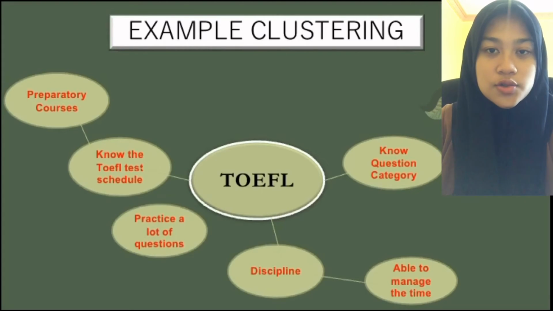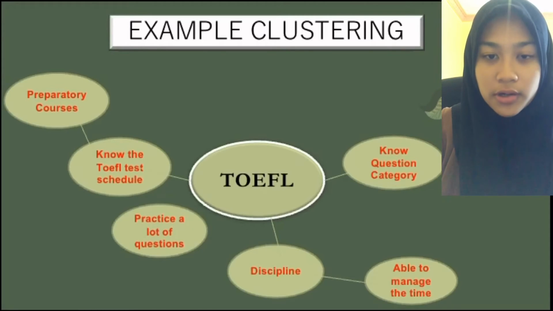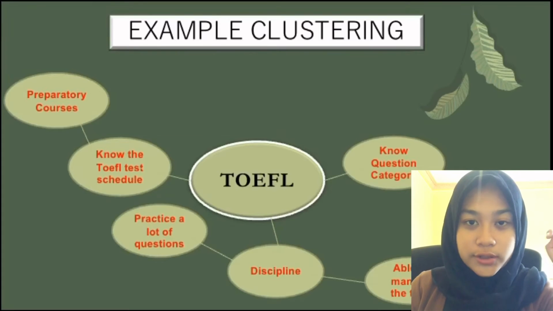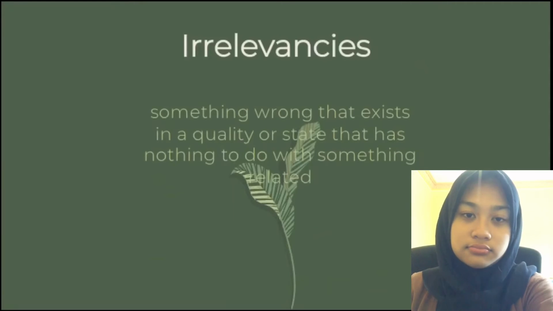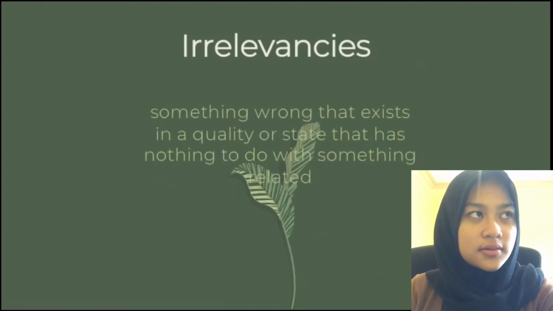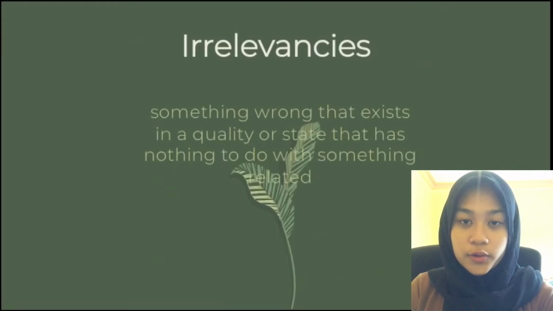So that is a really solid cluster map, and this is a good beginning to a good paragraph. So the next case is irrelevance. Irrelevance is something broad that exists, or a quality or style that has nothing to do with something related, or maybe something that is not important or not related at all to a topic or discussion.